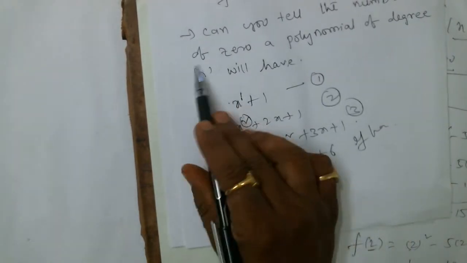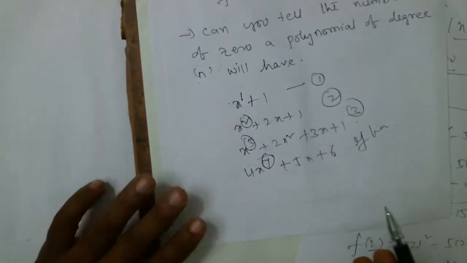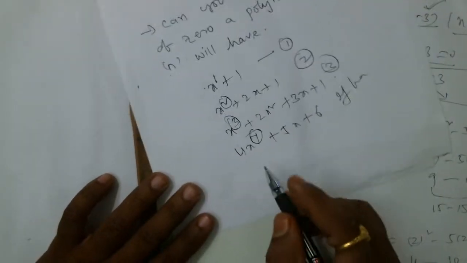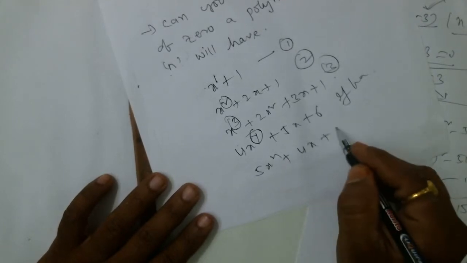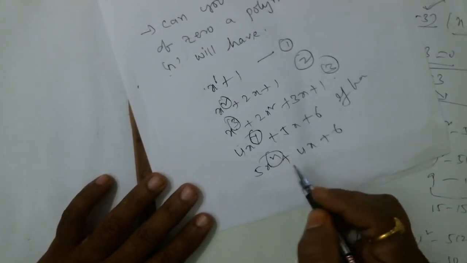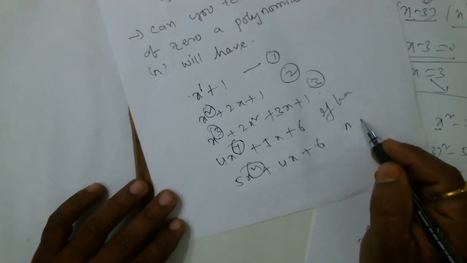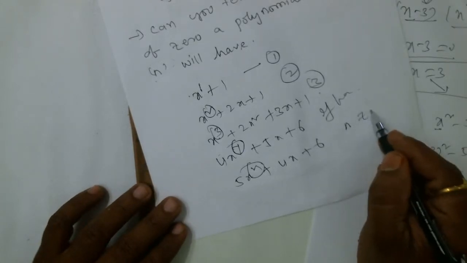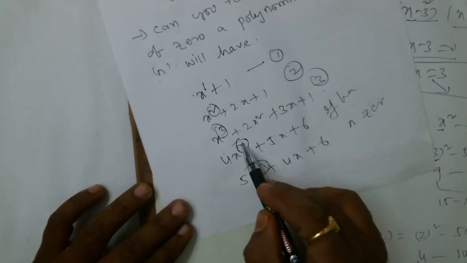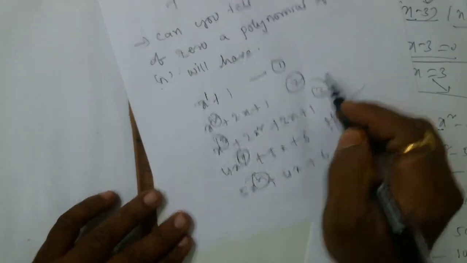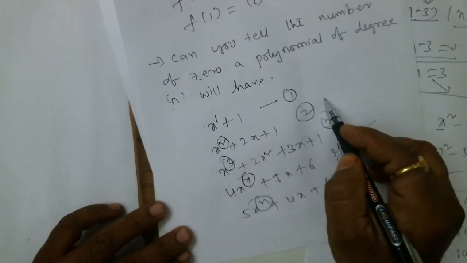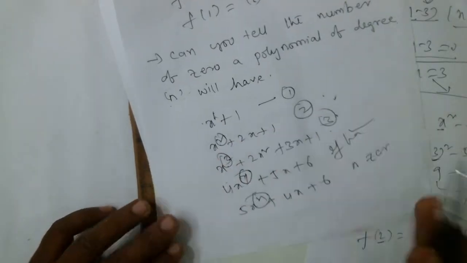If a polynomial has nth degree, it has n zeros. Suppose if you take 5x power n plus 4x plus 6, here degree is n, so it has n zeros. If n is equal to 7, it has 7 zeros. Here n is equal to 3, it has 3 zeros. Here n is equal to 2, it has 2 zeros. If n is equal to 1, it has 1 zero. Okay, right.